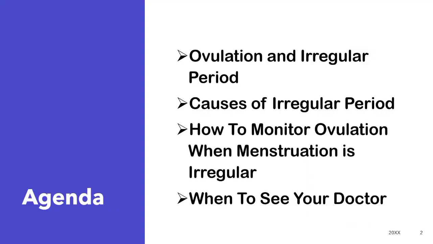We shall be breaking down the issue of irregular period into 4 parts. In the first instance, we'll look at ovulation and irregular period. Secondly, we look at the causes of irregular period. Thirdly, we will discuss how to monitor ovulation when menstruation is irregular. And lastly, we'll talk about when to see your doctor.